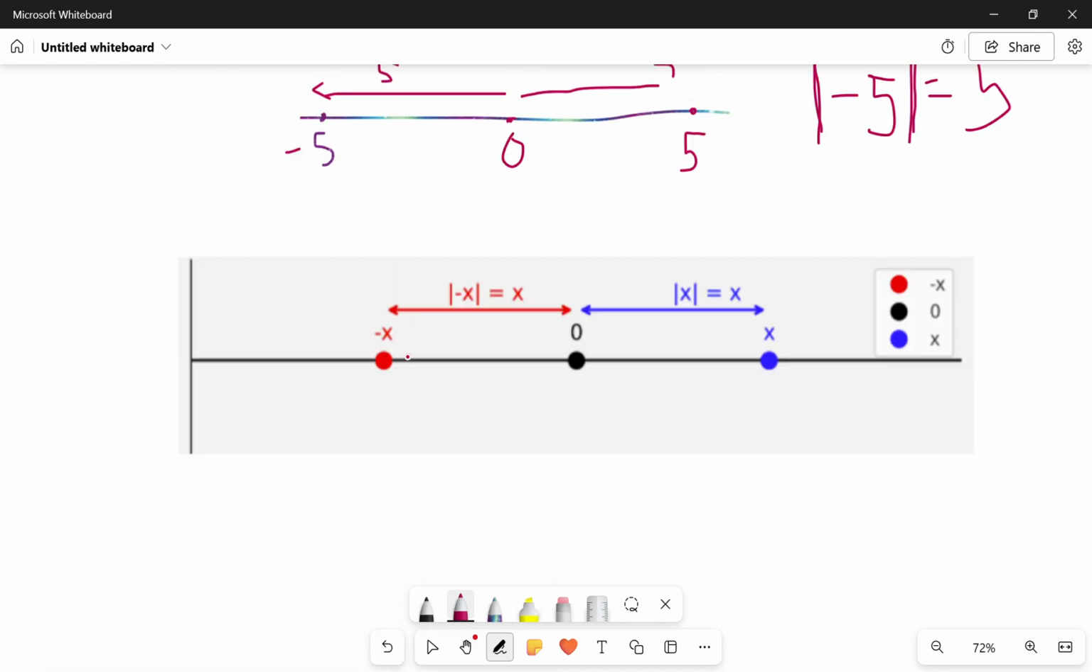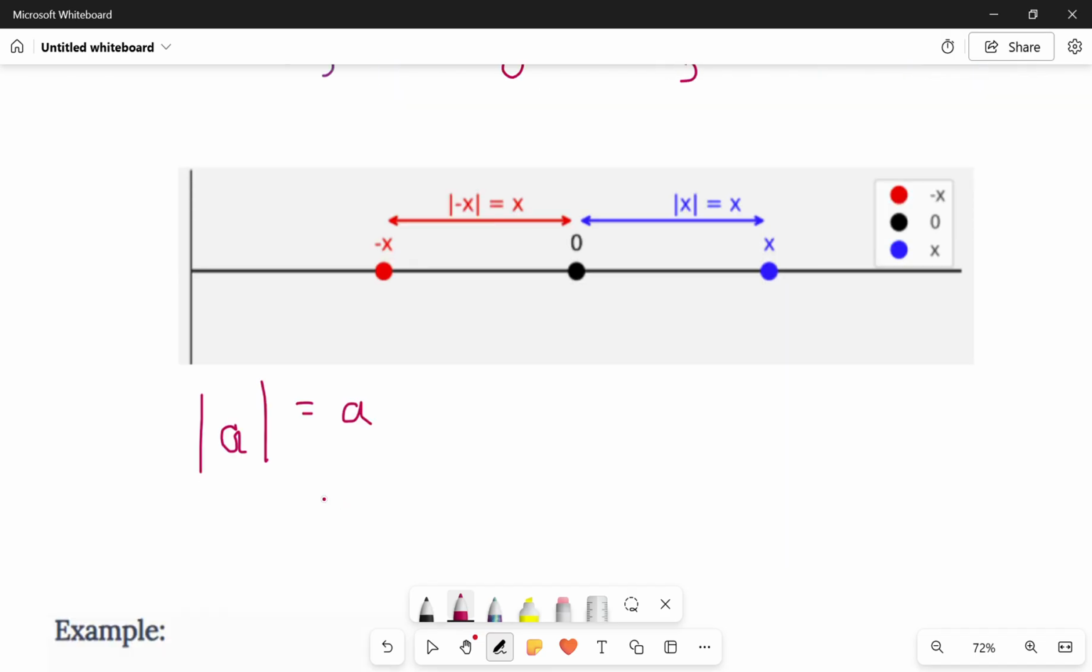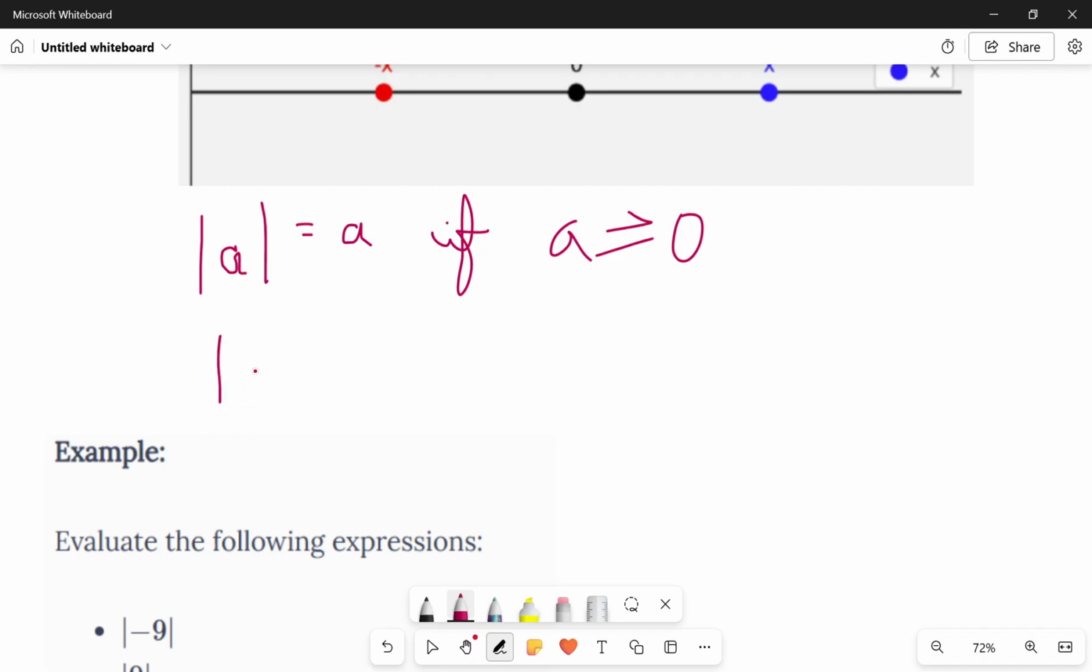So there are some properties of absolute values. The absolute value of A will be equal to A if and only if A is greater than or equal to 0. The absolute value of A is equal to -A if A is less than 0.